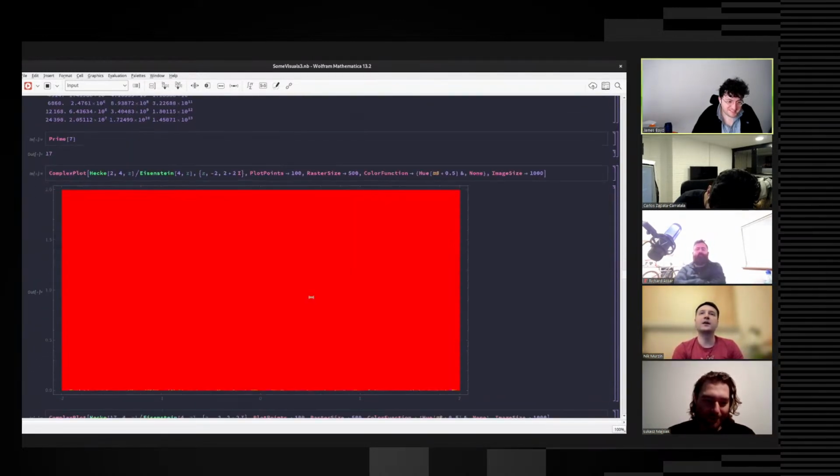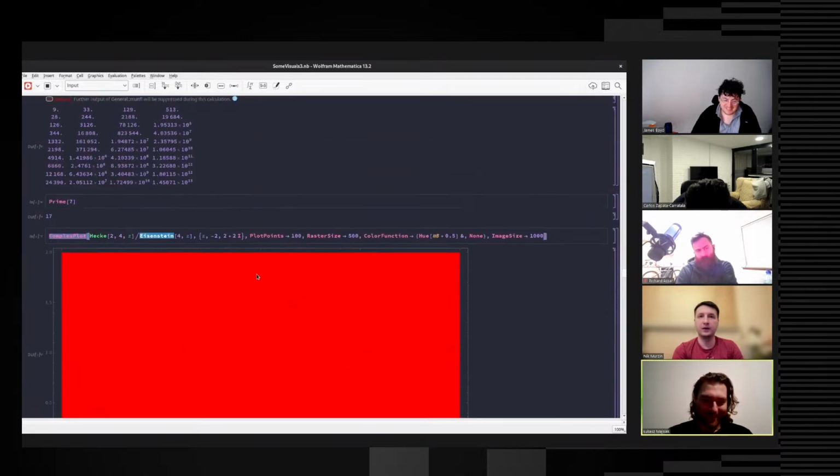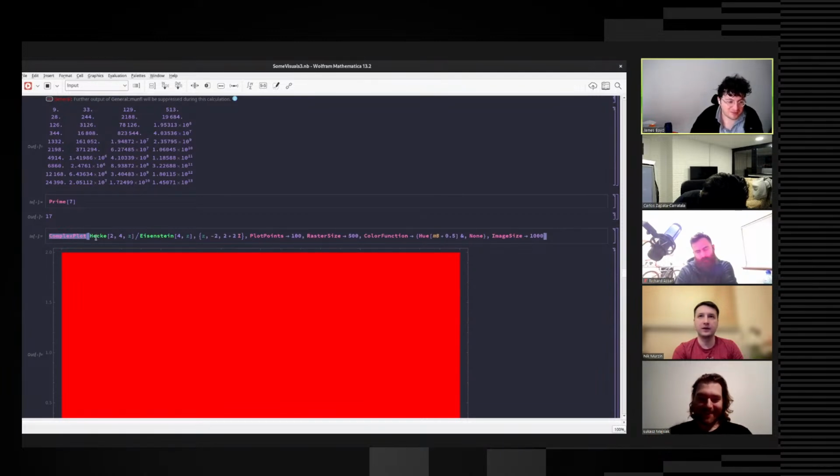So what did we find? Yeah, so there is a Hecke operator for weight 4 corresponding to the prime 2. I divide the Eisenstein series acted on with the Hecke operator by the Eisenstein series, and yay, it's a constant. It's a real constant. So yeah, we're going very quickly.